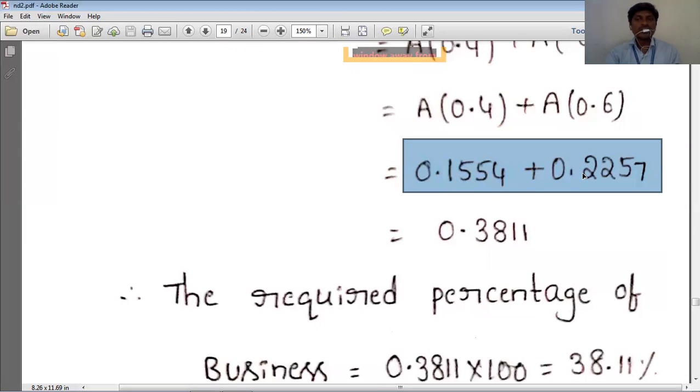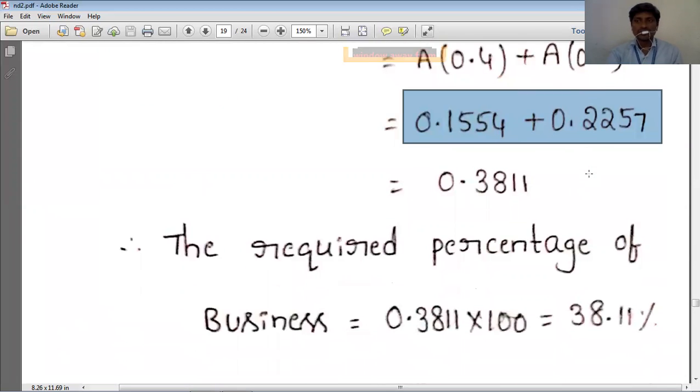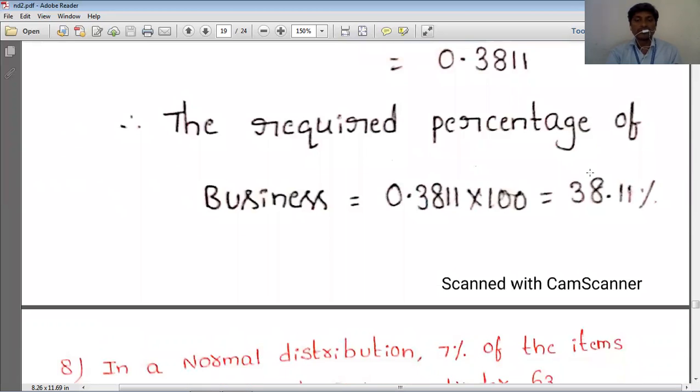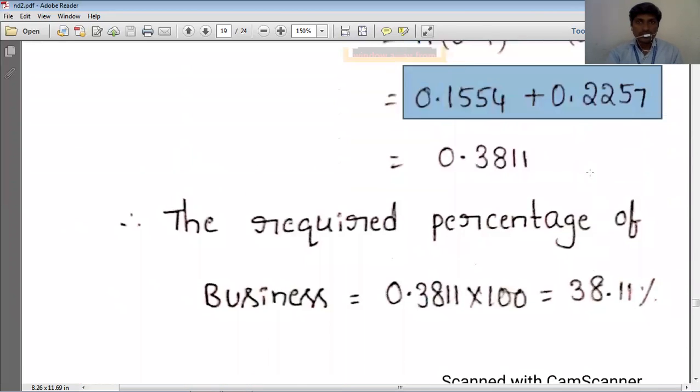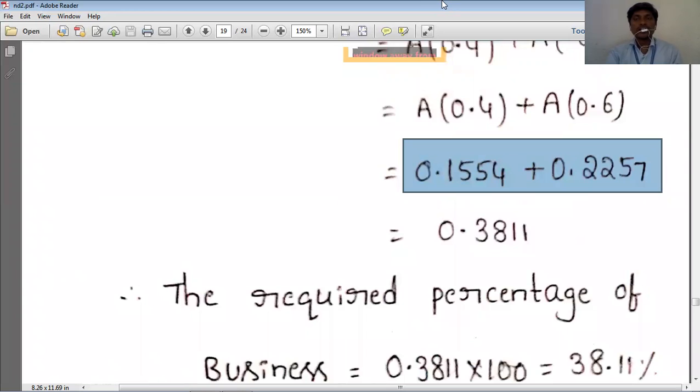So the only difference is that they mentioned percentage, compared to the previous problems and this problem. Okay, so these are the problems, and again we'll see the next problem.